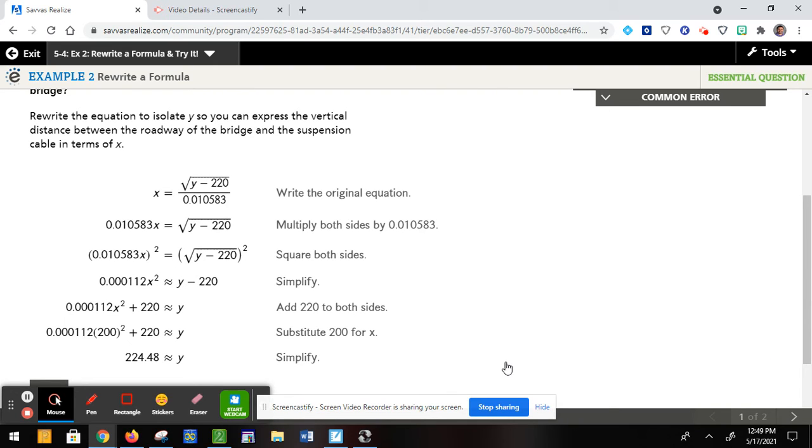I mean, you have these types of questions, you have two options. You can either substitute the 200 in for x and then solve for y, or just solve for y and then substitute the 200 in for x. All right, so they're going to substitute at the end, which is fine.